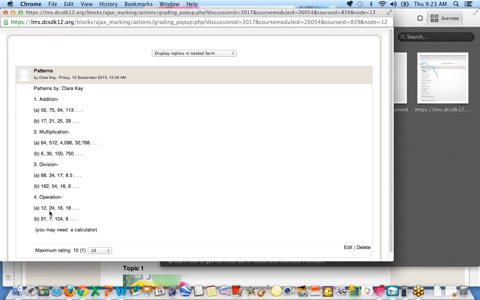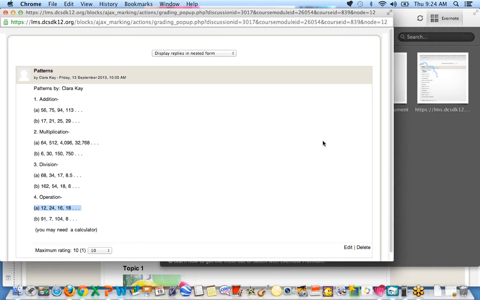So let's look at, oh, this one might be a little easy, but we'll try it anyway. Our first pattern, we move from 12 to 24. But then we go back down to 16, and then 18. You may need a calculator. Well, Tyler, would -8 work each time? Yeah, that's part of it. There's 2 steps involved in this particular pattern.